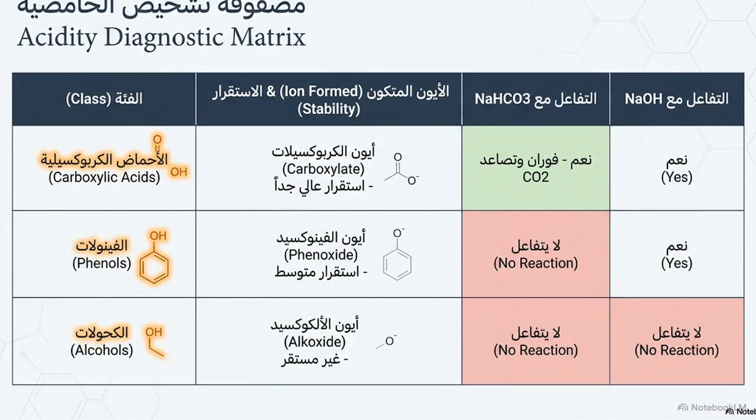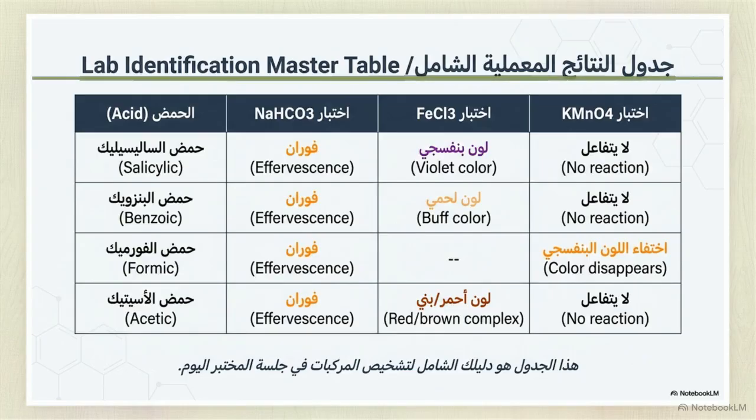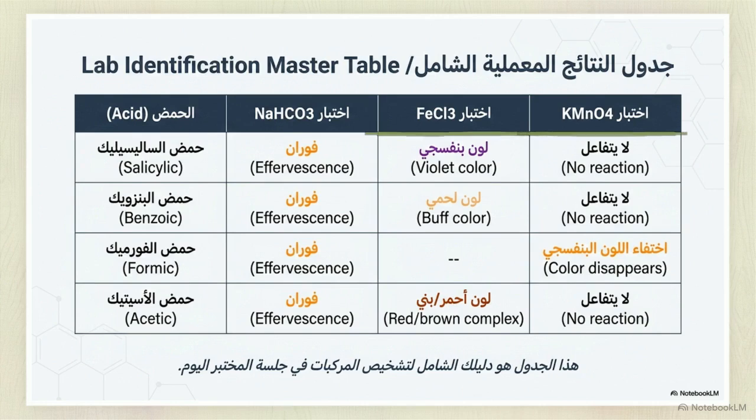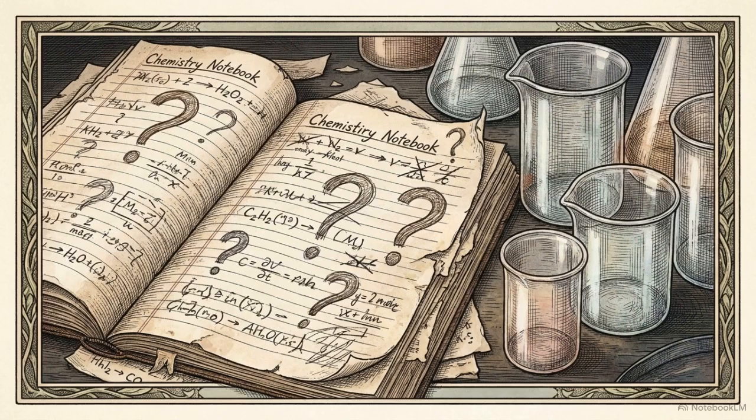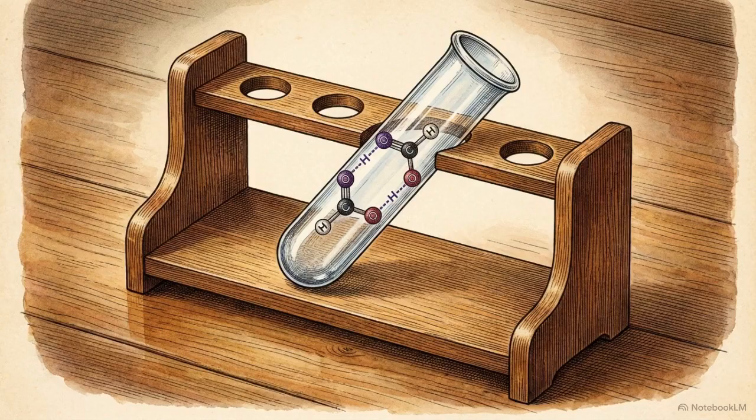Our specific laboratory results consolidate into this master table. The combination of effervescence, the unique buff and violet color complexes, and the reduction of potassium permanganate gives us a distinct cross-referenced fingerprint for salicylic, benzoic, formic, and acetic acids. Mastering organic chemistry laboratory work is not about memorizing a list of arbitrary reactions. It is about using rigorous logic and structural theory to unmask the unique identity of any compound on the bench.